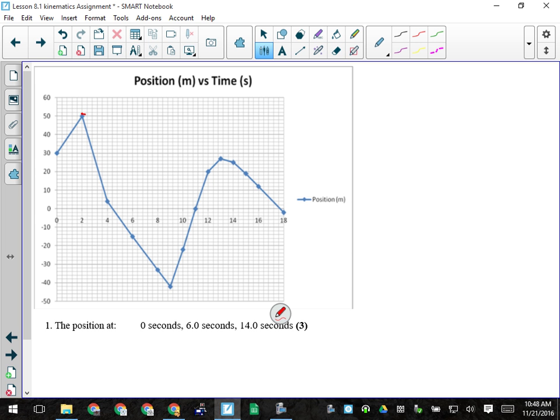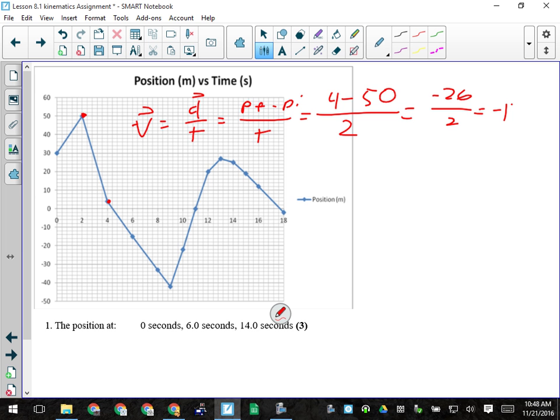At time 2 seconds, I'm right here at position 50. At time 4 seconds, I'm here at position 4 meters. So my displacement, or sorry, my velocity is my total displacement over my total time. That's final position minus initial position over time. So that'll be 4 minus 50 divided by the 2 seconds over which that happens. So we got 4 minus 50 is negative 26 over 2, negative 13 meters per second. So simply a V equals D over T calculation for those.